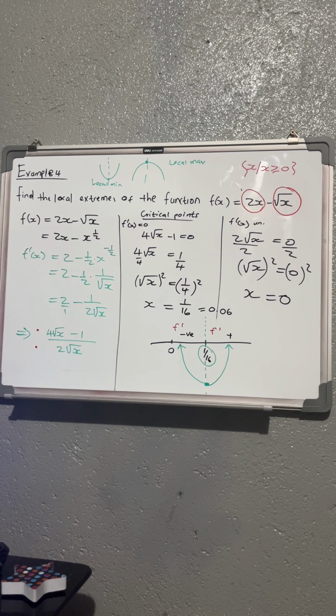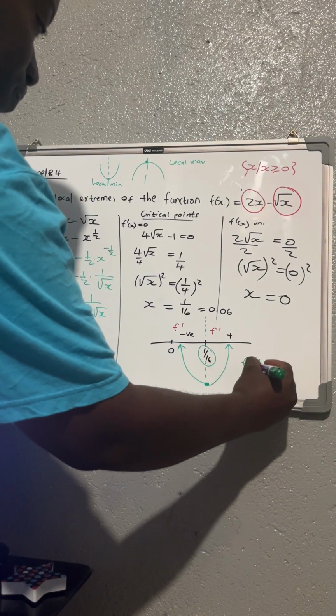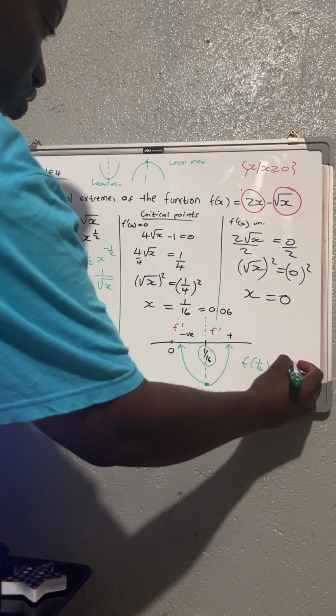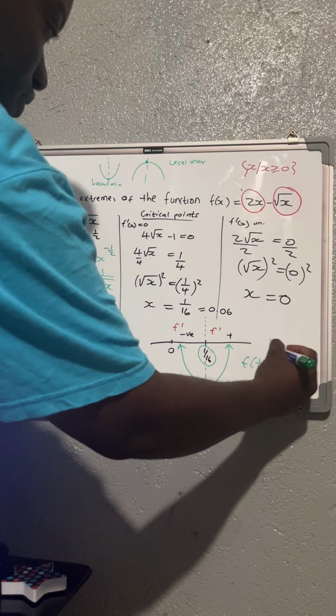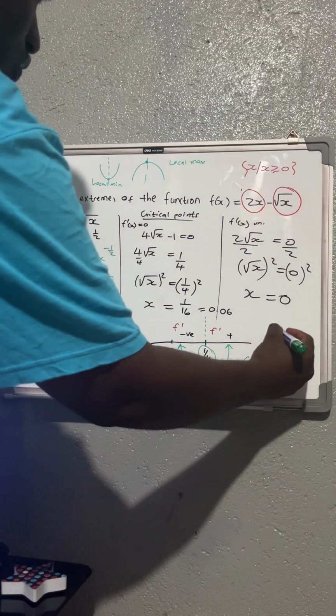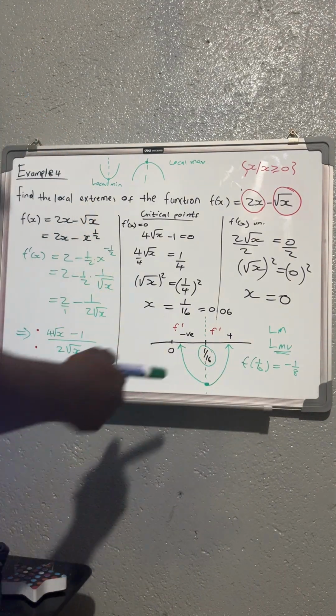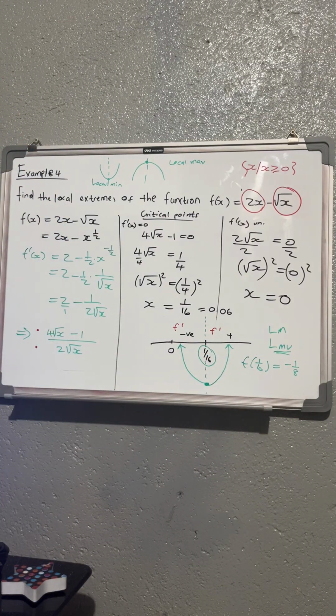I think it's, yeah, it's your f of 1 over 16, then it's going to give you minus 1 over 8. This is the local maximum value. But when they ask you what is your local max, you're going to say it's this one, but your value is going to be this one. So that's basically how you do your local extremes.